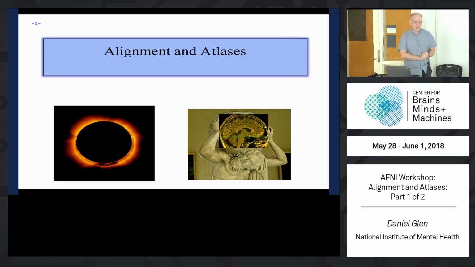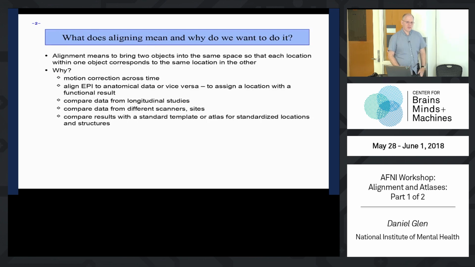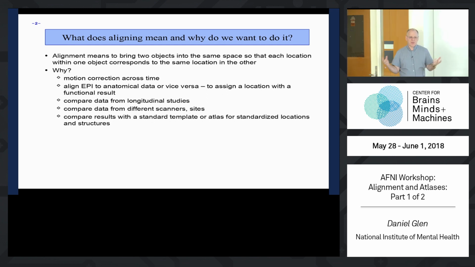Today I'm going to be talking about alignment and atlases in the AFNI software package. I'm going to start off talking about what we mean by alignment and why we want to do it. What we want to do with alignment is bring two objects into some kind of correspondence. This idea of correspondence is where we have an XYZ location in one data set that corresponds to an XYZ location in another data set. And we're going to do that for lots of different reasons.